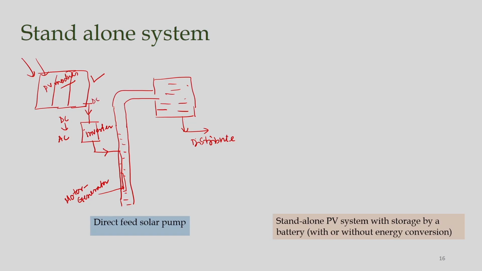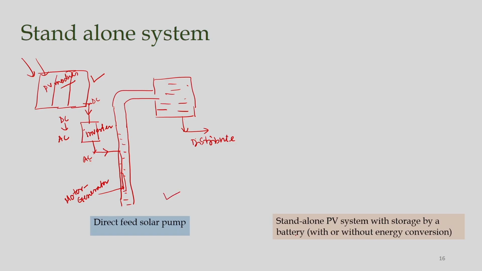is generated here at this point, and then that has to be converted to AC. So, this is your alternating current, and this is applied to run this motor generator. These are submerged under water, and this water will lift to a reservoir, and that will be stored, and that can be distributed based on the applications. This is one application of a standalone system.